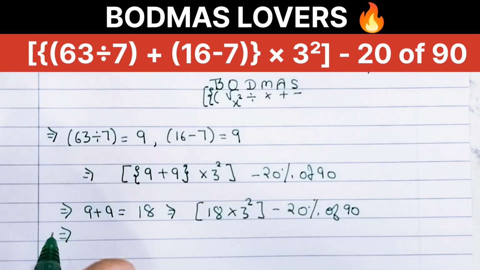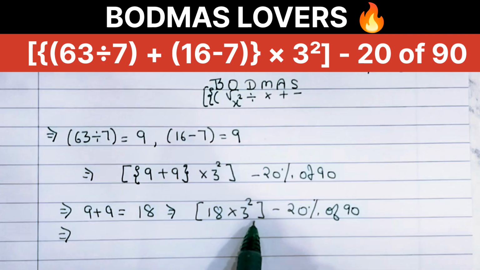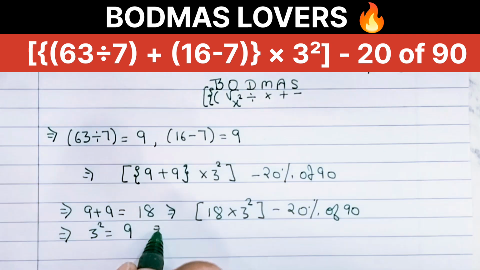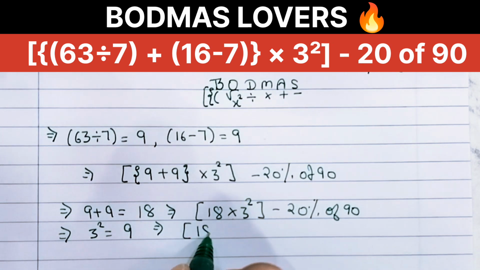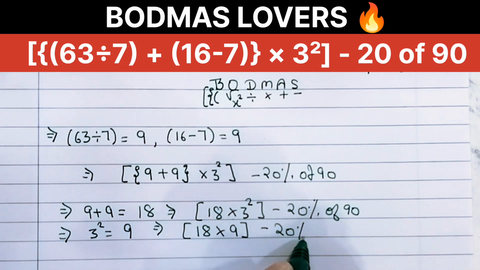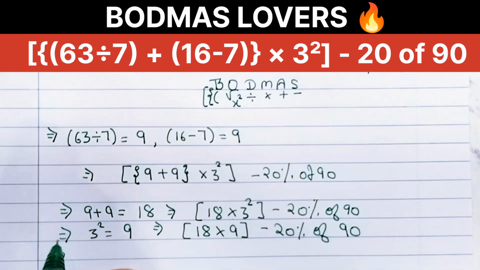Move to the next step. According to the next step, solve the exponents inside these square brackets. Now first we calculate 3 power 2, which is 9. According to this step, orders and powers take priority over multiplication, and now the current expression becomes 18 multiplied by 9 minus 20% of 90. Move to the next step.